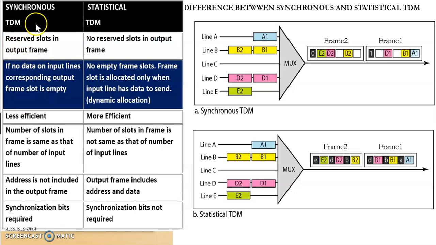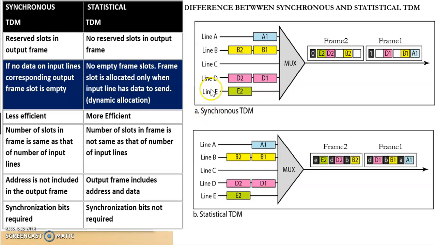So the second difference between synchronous and statistical is that in synchronous, if there is no data on the input lines, then the corresponding output frame slot is empty. So if the input lines have no data to send, then there will be empty slots in the output frame. Whereas in statistical, there are no empty frame slots and a frame slot is allocated only when the input line has data to send. That is, there will be dynamic allocation of slots. So let us understand this difference with the help of these diagrams.